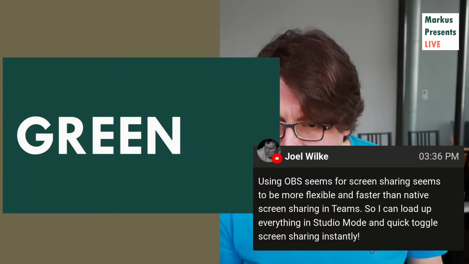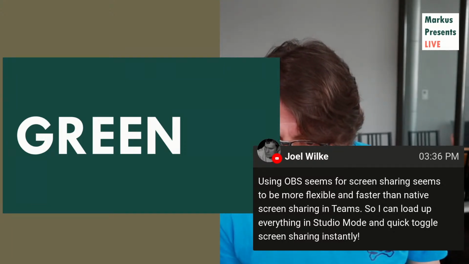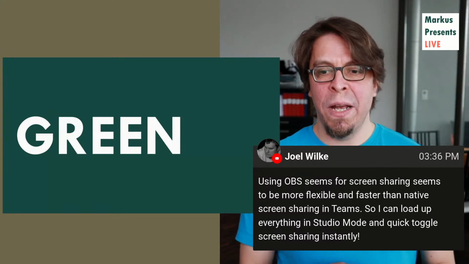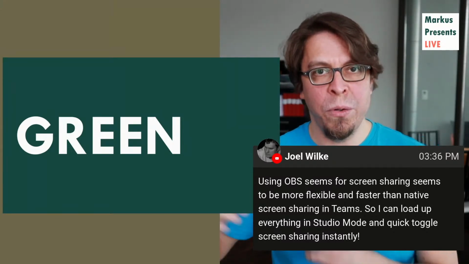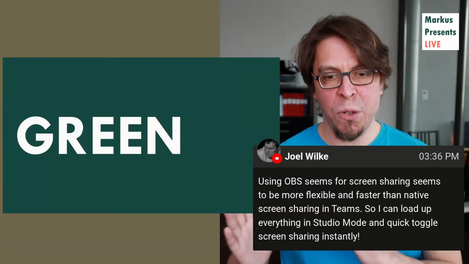Okay, let's have a question here from Joel. Using OBS for screen sharing seems to be more flexible and faster than native screen sharing in Teams. So I can load up everything into studio mode and quickly toggle screen sharing instantly. That's exactly how it works. And if you want to do it with the PowerPoint way, then the PowerPoint controls are the normal. You can just build it as normal, as we talked about before.